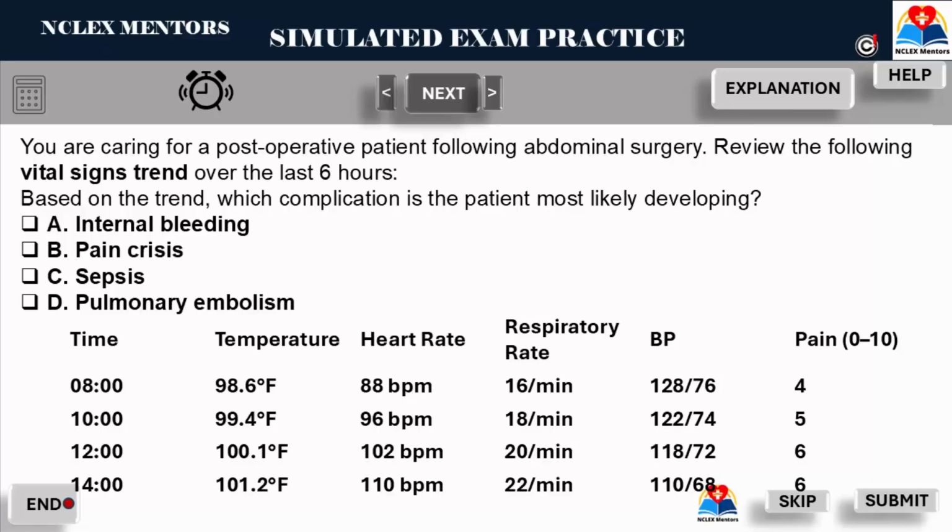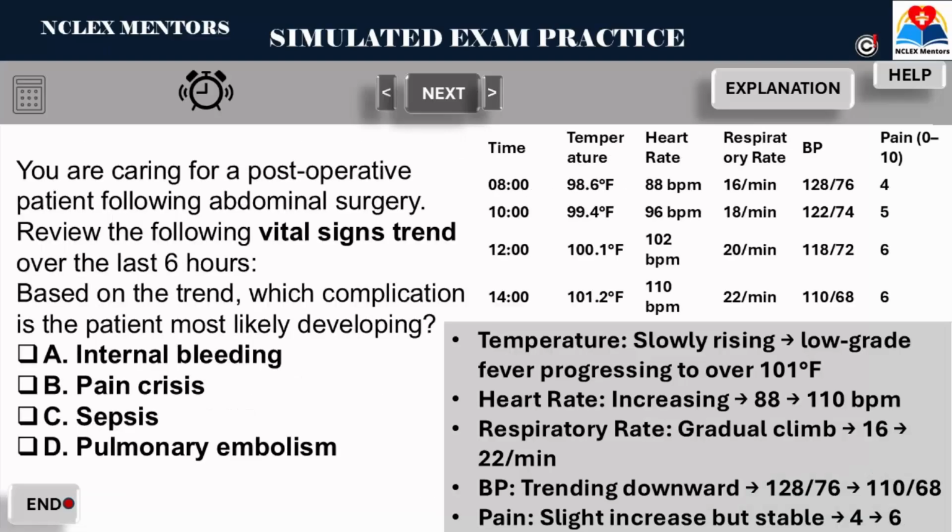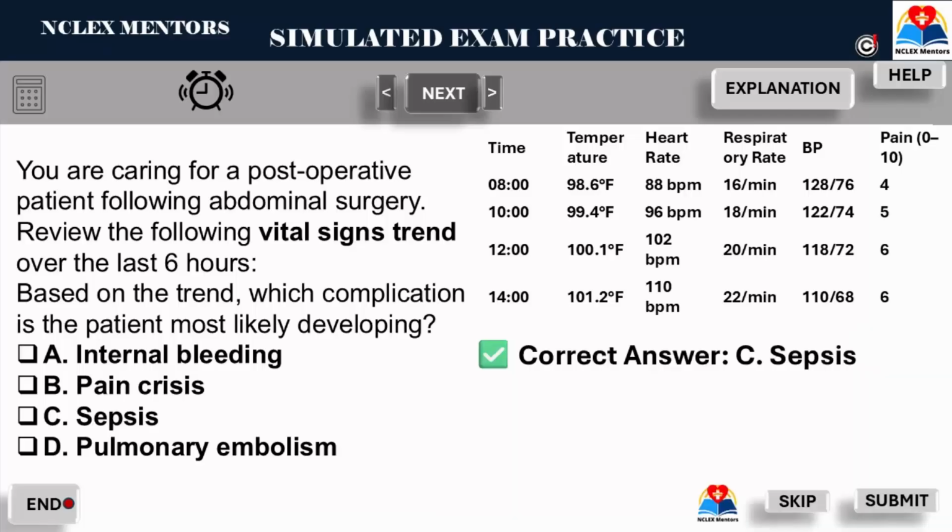All right, what do you hear? This patient's temperature is climbing, their heart rate is speeding up, and their blood pressure is slowly dropping. Now think, is this just pain? Pain's important, but it hasn't changed much. Is it internal bleeding? Doesn't really fit. We'd see a sharper BP drop and no fever. Could it be a PE? No, that would be sudden. But sepsis? Ding ding. That slow burning fever, the rising HR, the falling BP, that's sepsis developing.